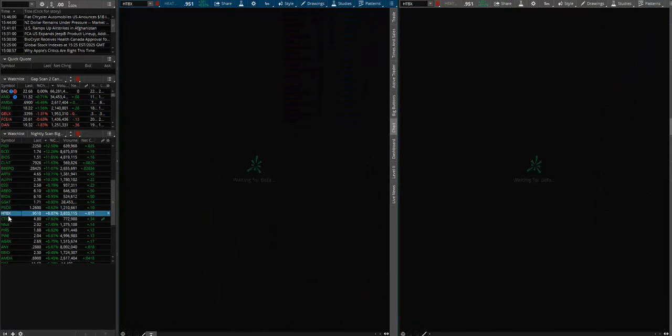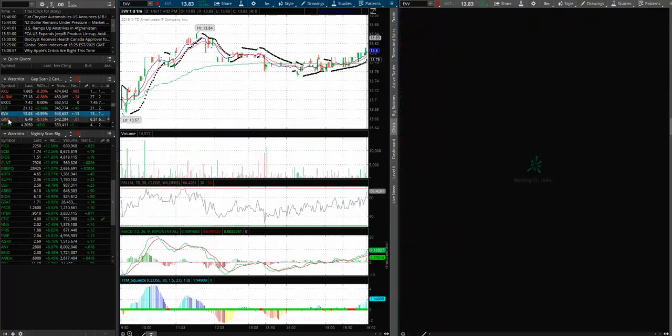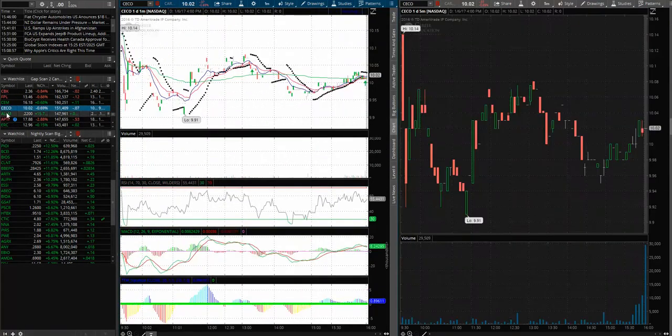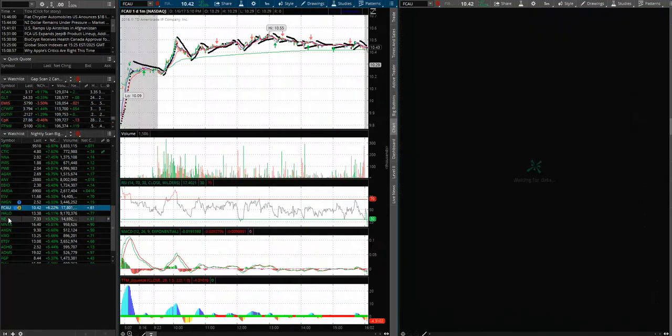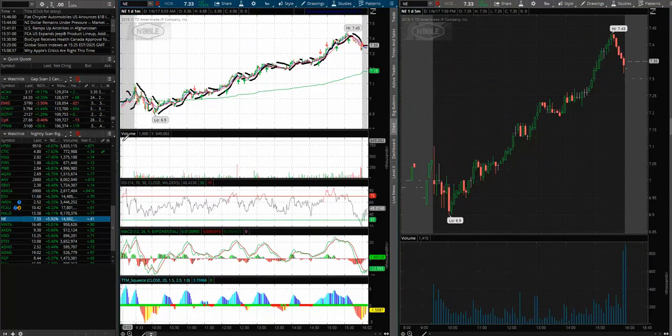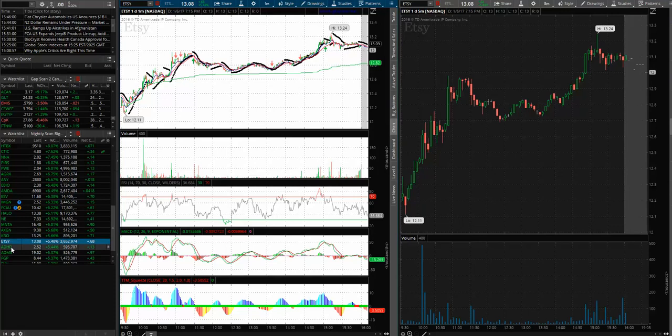I'm trying to look for something a little more realistic. I can't find anything right now. I'm just looking at charts. I don't see anything, unfortunately. No, this is a stock that ripped all day. Look at that. Nice. Let's see. Look at this. Look at this.